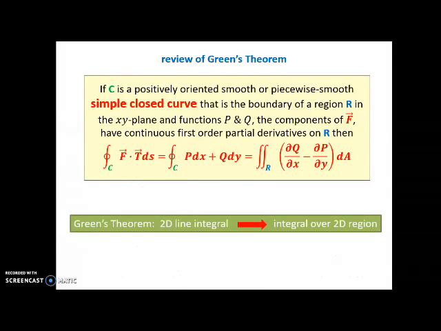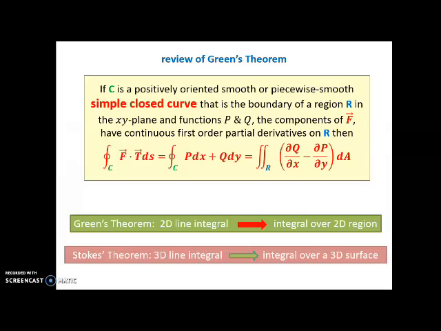So Green's theorem is a two-dimensional line integral, which can be evaluated equivalently by an integral over a 2D region, a double integral. And Stokes' theorem is going to be a 3D line integral shown to be equivalent to integrating over a 3D surface, and the same kind of thing involving the curl. So again, this is the component of curl F in the k direction.